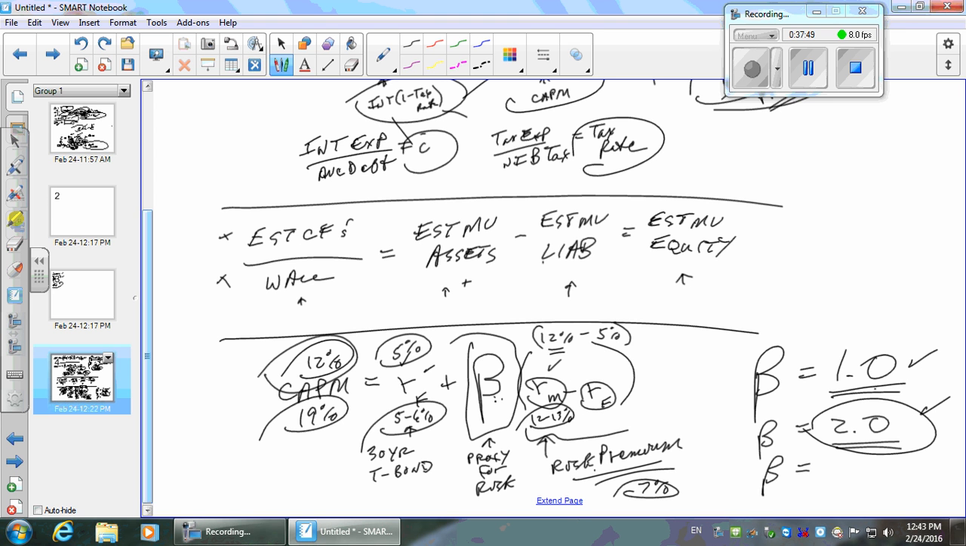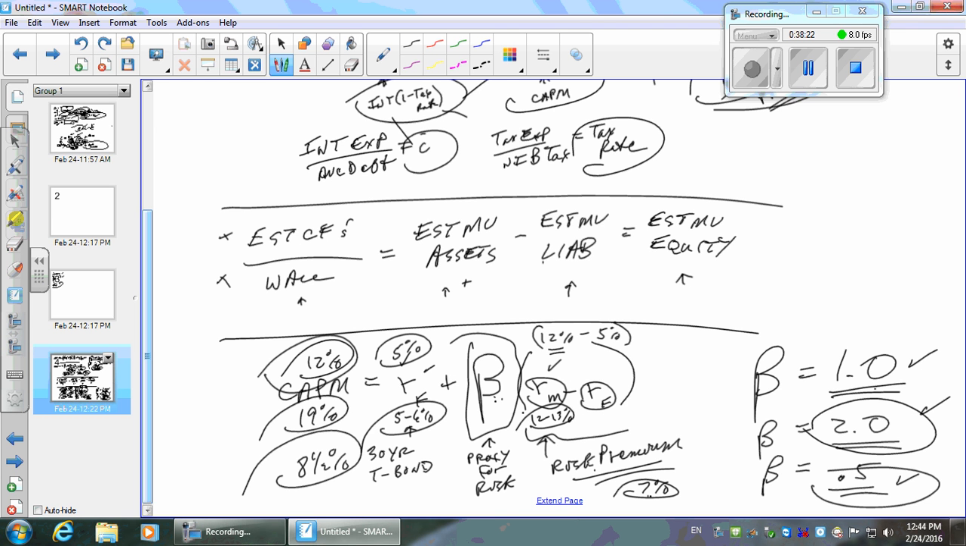But you're right. What if it's 0.5? It can be less than 1. That just means it's less risky than the market. Well, not really. It means there's less variation of returns compared to the market. It's a proxy for risk. So we think it's less risky than the market. If you got 0.5, what would happen? 0.5 times 7% would be what? 3.5. Add it to 5, and what do you have? 8.5%. Got it?